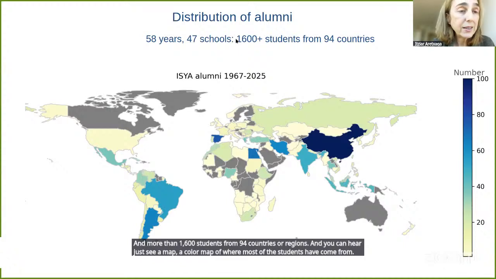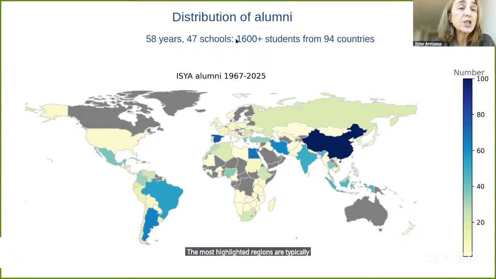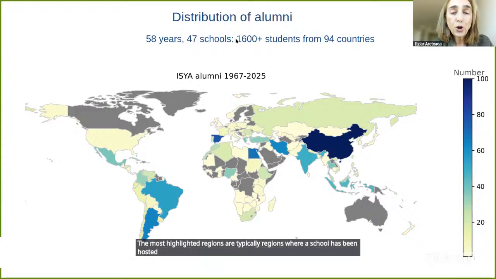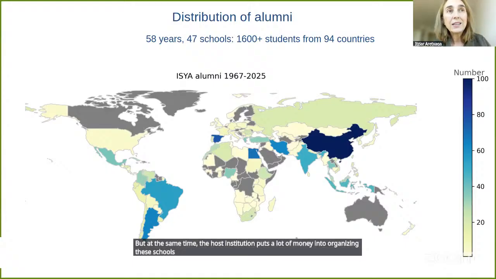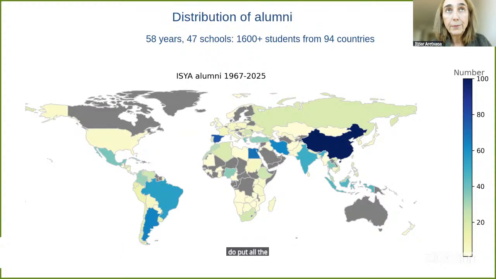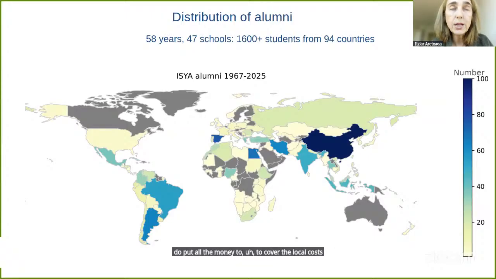The most highlighted regions are typically regions where a school has been hosted, and each host institution has the right to select at least half of the student population from its own country, which is why we have these pockets. At the same time, the host institution puts a lot of money into organizing these schools. The IAU and the Norwegian Academy of Science and Letters, which fund the Office for Young Astronomers, fund all the travel for students and lecturers, but the host institutions put in the money to cover the local costs, so housing and food for the school.